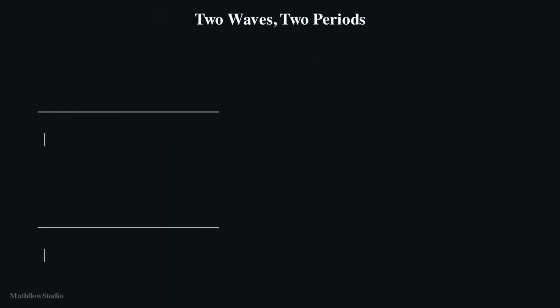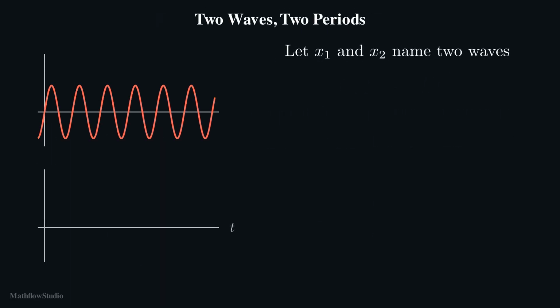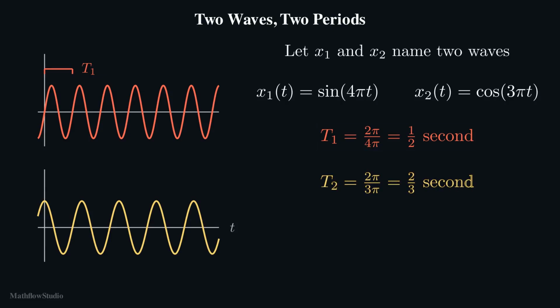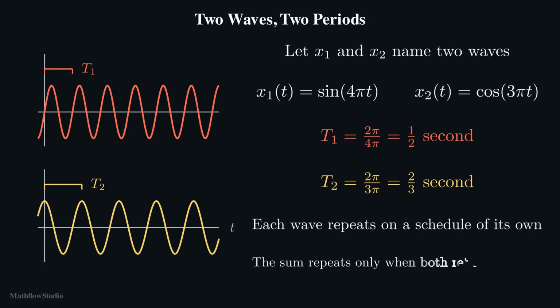Consider 2 waves, drawn one above the other against a shared time axis. The first wave completes 2 cycles each second. The second wave completes 1.5 cycles each second. Dividing 1 full turn by the first angular frequency gives a fundamental period of 1/2 of a second. The same division for the second wave gives a fundamental period of 2/3 of a second. Each wave repeats on a schedule of its own, and the sum can repeat only when both return together.